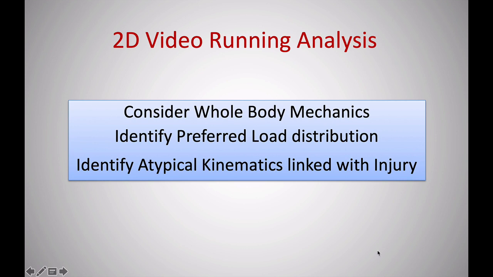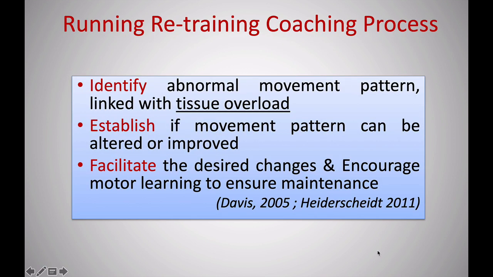The whole point of running retraining is not to make people run in a particular manner, but to see if we can reduce the tissue load, to see if there is any movement pattern that can be altered, and try to facilitate that. That's the whole point of the coaching process. Certain things are more difficult to change, for example, pronation, hip internal rotation. Certain things are easier to change, for example, overstride. So it's knowing the limitations of your training.